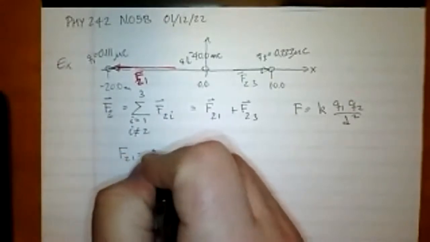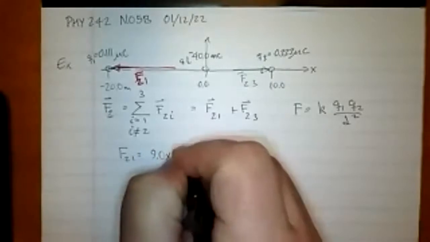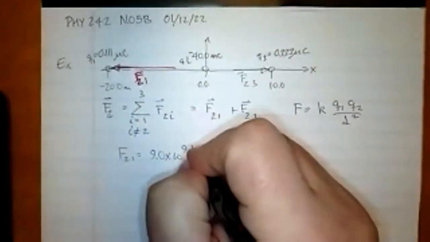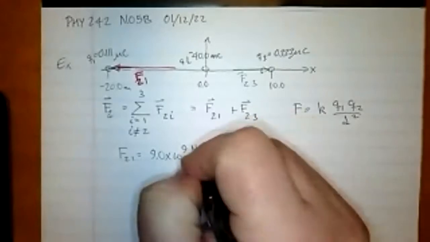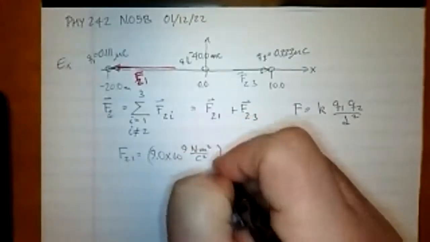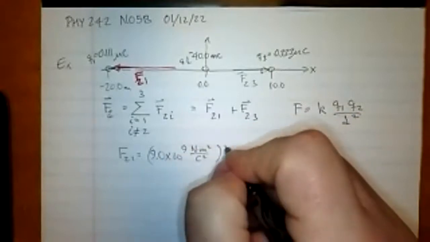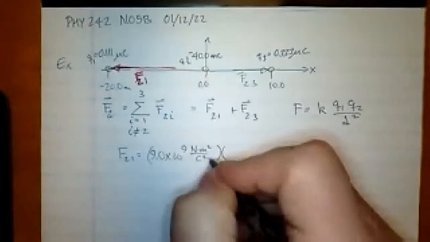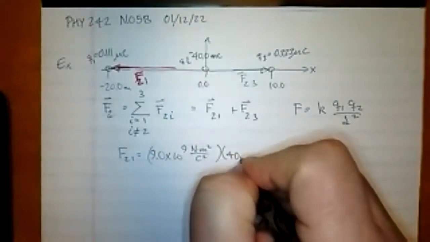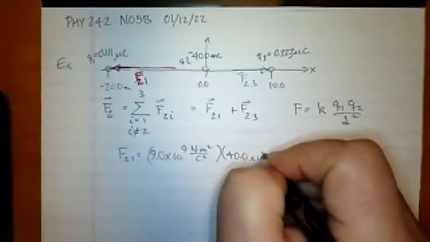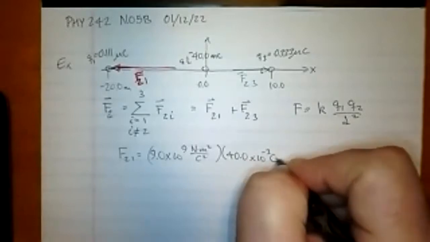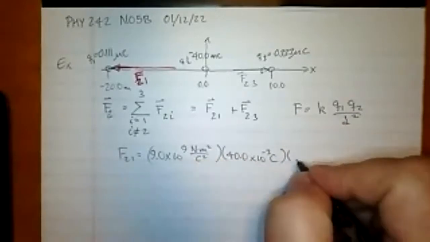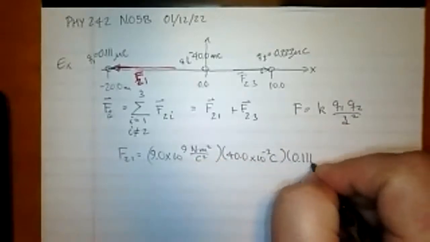F21 is going to be 9.0 times 10 to the 9th. I'm only going with 2 sig figs just to make the life a little easier. And that's Newton meters squared per Coulomb squared. It's going to be times the charge of, notice I'm leaving off the sign here, the charge of particle 2, which is 40.2 times 10 to the negative 3rd. That's what a milli means, coulombs. And then I'm multiplying that times 1, which is 0.111.